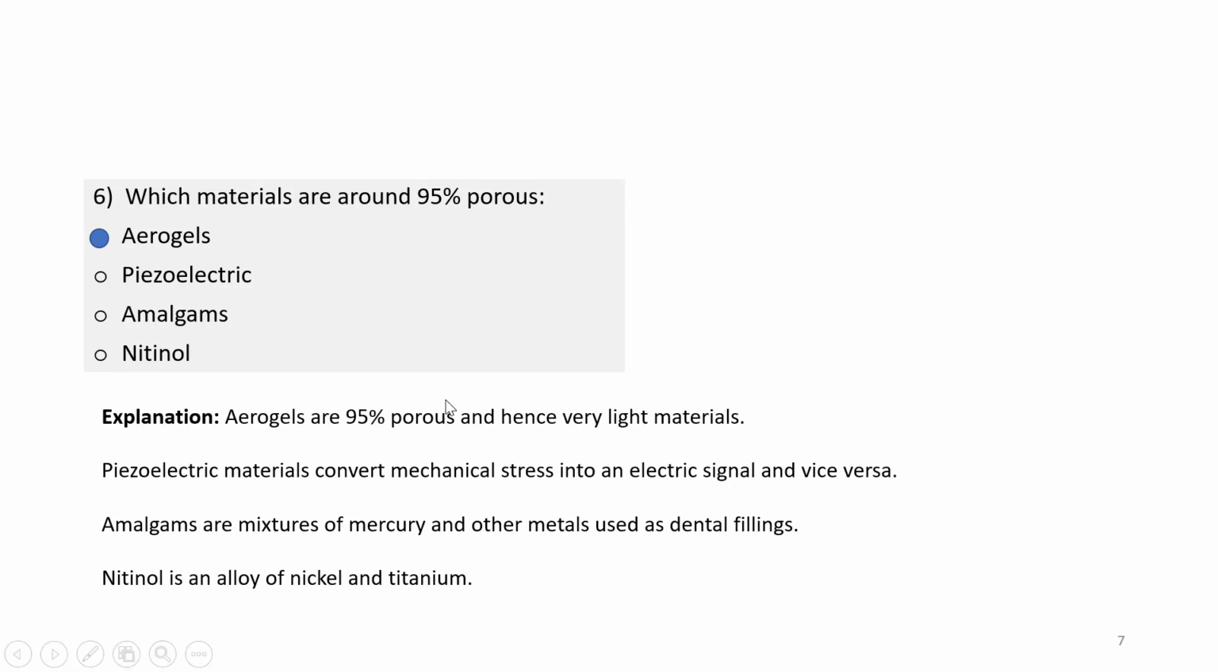Aerogels are 95% porous and are very light materials, and that's why they provide very high thermal insulation as well. So they are used in making jackets and other applications for providing thermal insulation. The other is piezoelectric material. They convert mechanical stress into an electric signal and vice versa. And amalgams are mixtures of mercury and other metals which are used for dental fillings. Nitinol is an alloy of nickel and titanium.